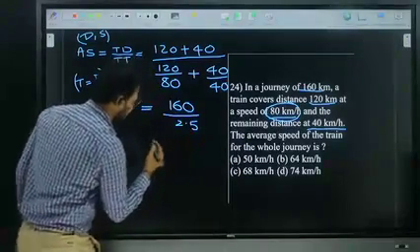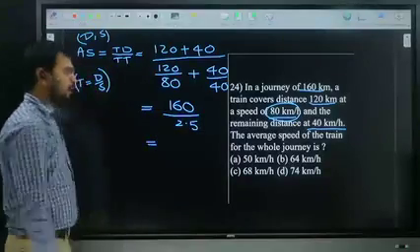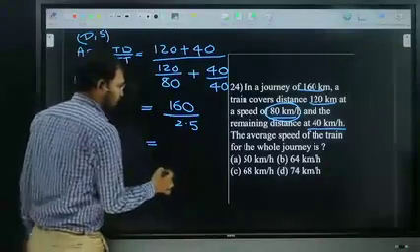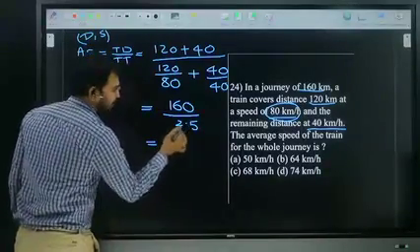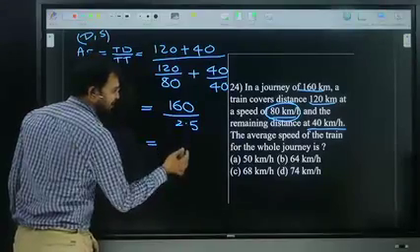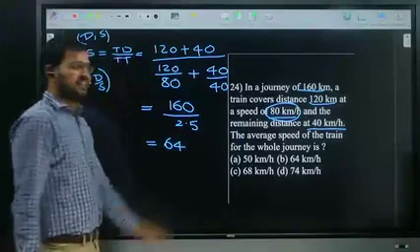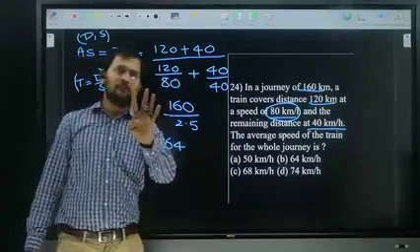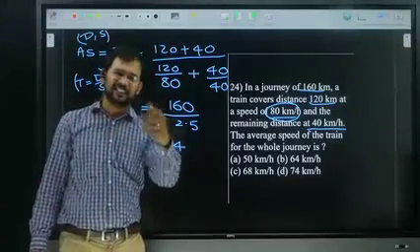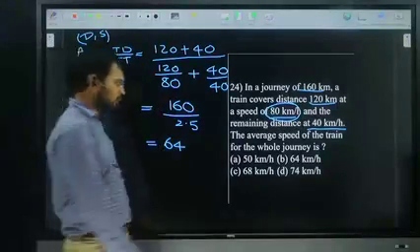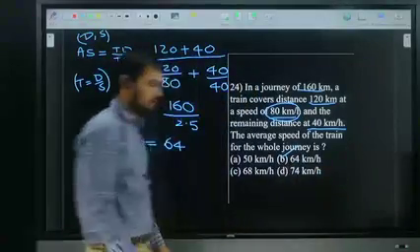So 2.5, how many times does it go? Exactly, it goes 1 by 4. That is nothing but 10 by 4. So that is nothing but 64 times. For 10, 4 2.5s are there. For 160, 64 2.5s are there. So your answer is what? Option B is the right answer.